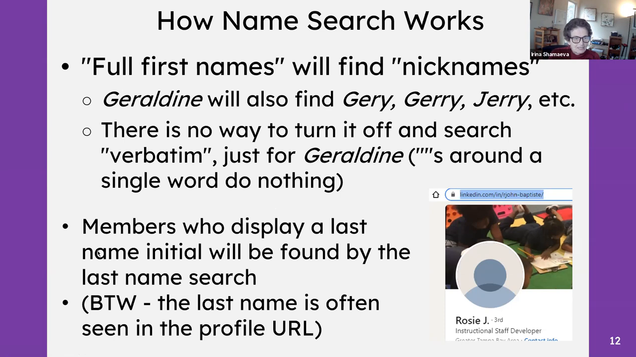Now, some members display only the last name initial. If you search by their last name, they will also be found. And people who do this quite often forget to remove their last name from the URLs, which I find quite often looking for candidates for our jobs. Also, if you search in the last name field, it will find people by former last name, which may not be displayed. And some people put their full former last name in the last name field, say, Irina Shamaeva would be the full last name in the last name field. So they can be found this way.